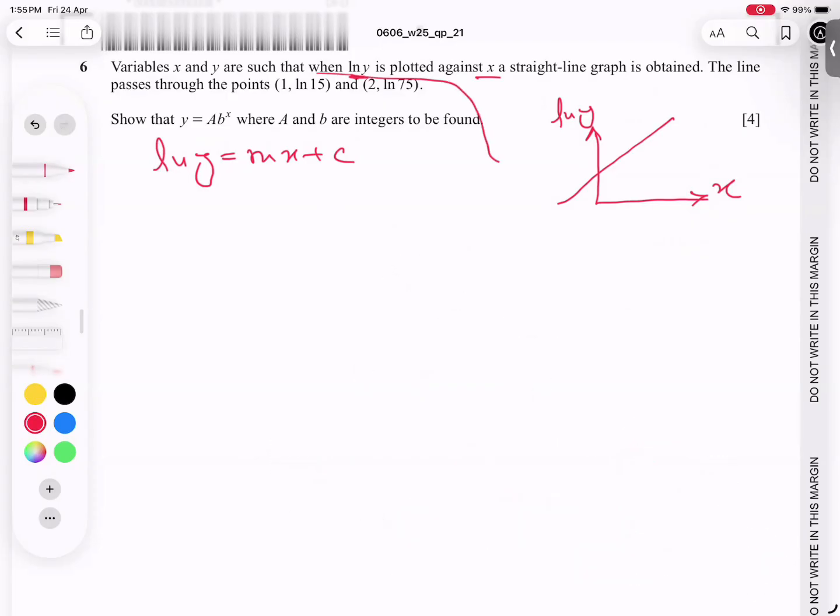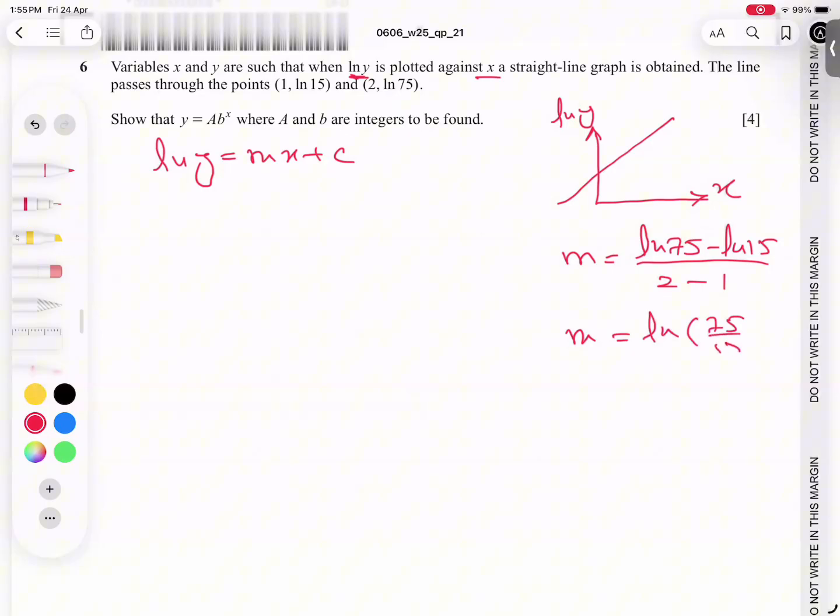So I will use these 2 points and find out the gradient, and gradient formula is y2 minus y1 over x2 minus x1. I have taken from here. So it is giving me ln 75 over 15, we can write like this. 15 5 times. So 15 5 times, we got a ln 5. So this basically we called gradient.